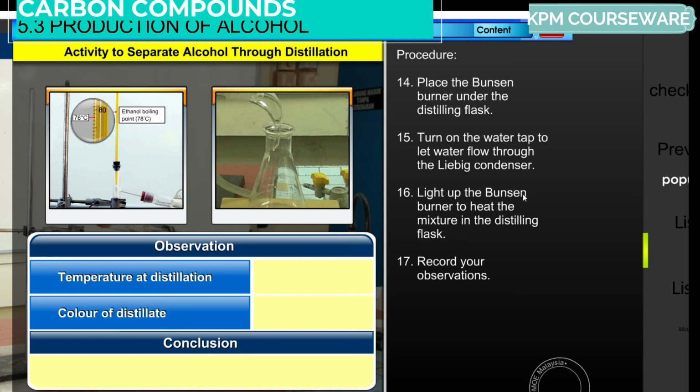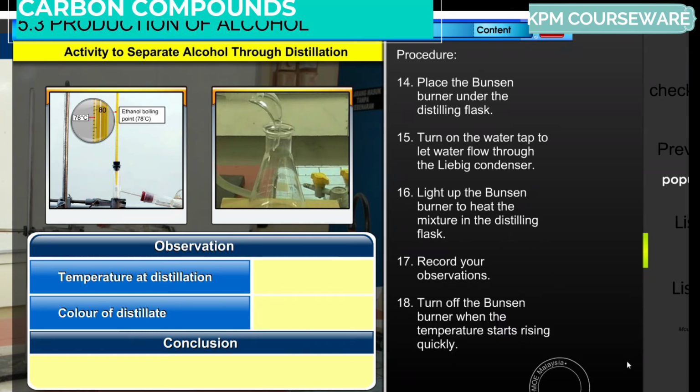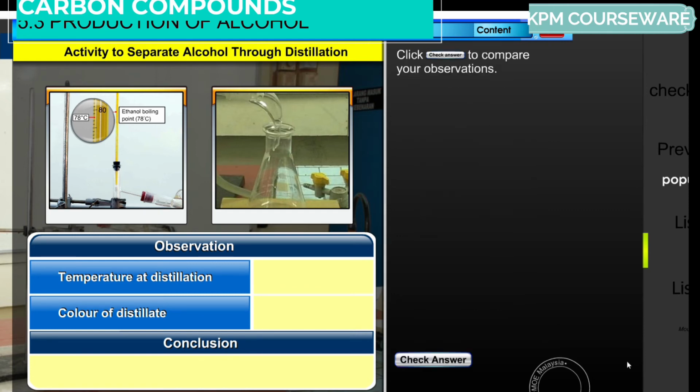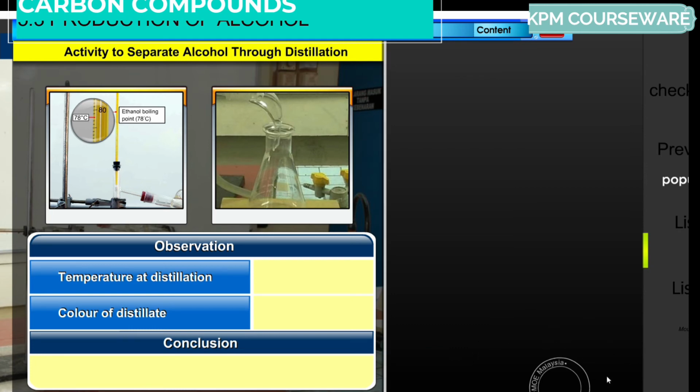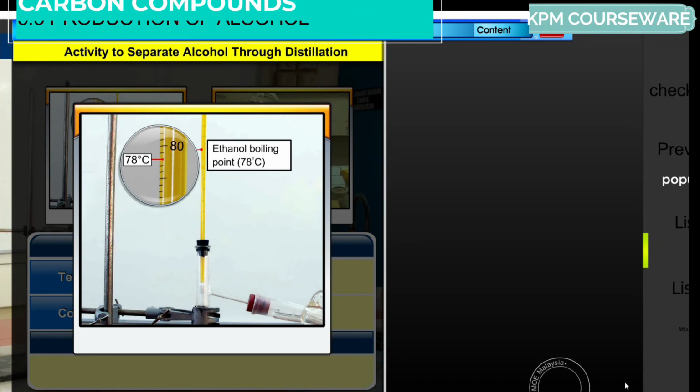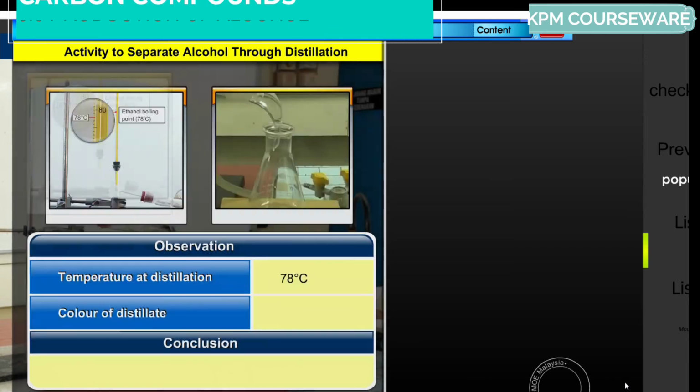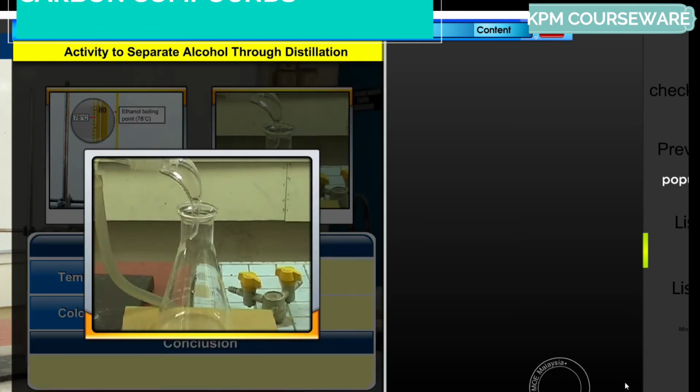What is the color of the distillate? Turn off the Bunsen burner when the temperature starts rising quickly. Click Check Answer to compare your observations. The temperature when the first drop of condensed vapor falls into the conical flask is 78 degrees Celsius. Distillation occurs at 78 degrees Celsius. The distillate is colorless.